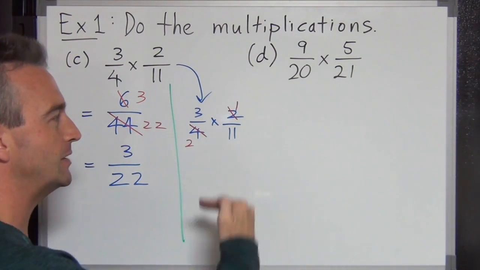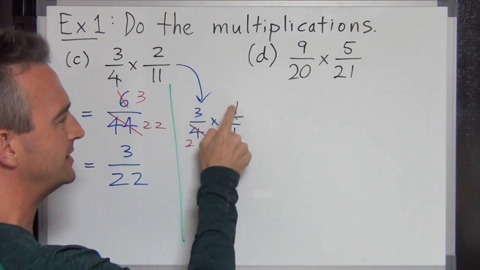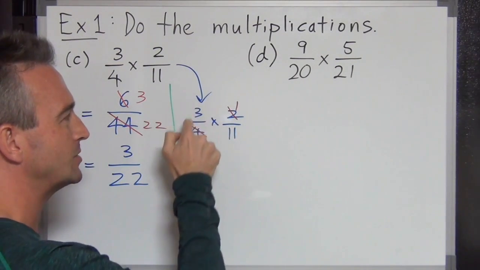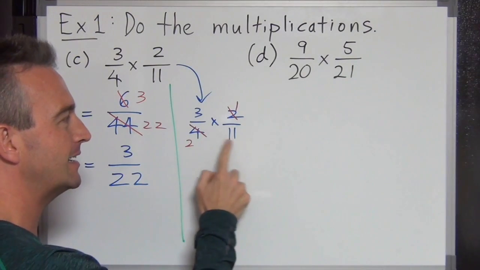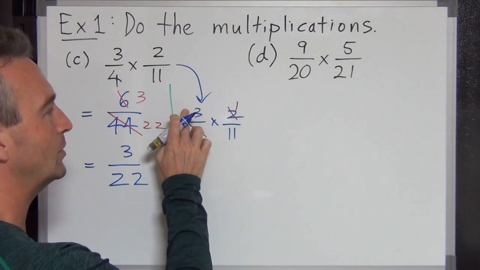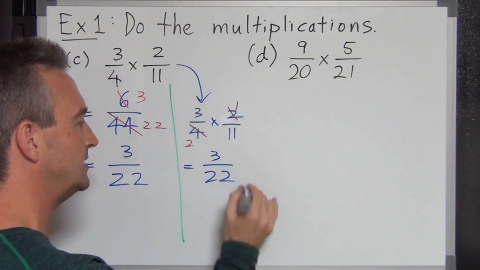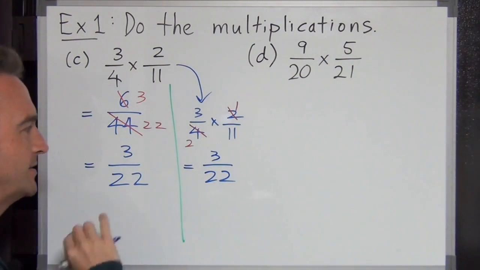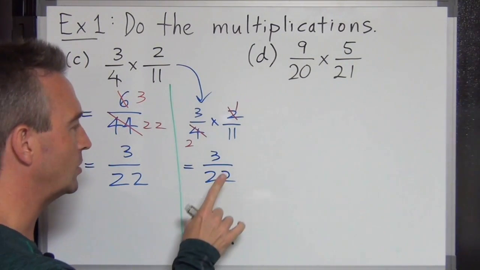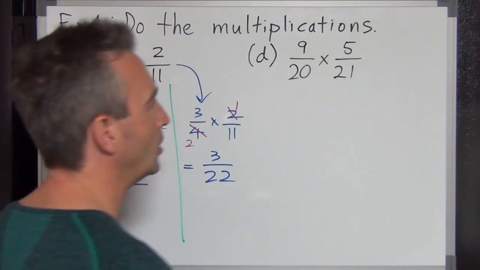We can actually cancel anything on the top half with anything on the bottom half. We can cancel diagonally, we can cancel top and bottom, but we actually can't cancel bottom to bottom or top to top. So let's retry this one now. We are going to get 3 times 1, which is 3, over 2 times 11, 22. Okay, same answer. So from now on, if you can cancel earlier, it is better. Let's do it that way from now on. On to another one.